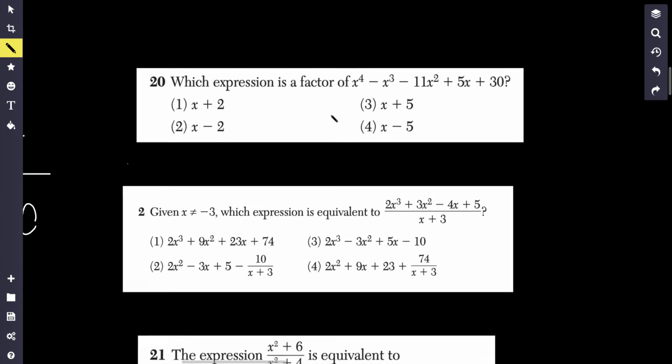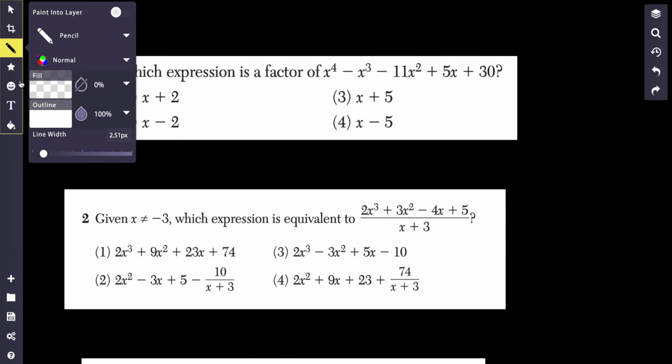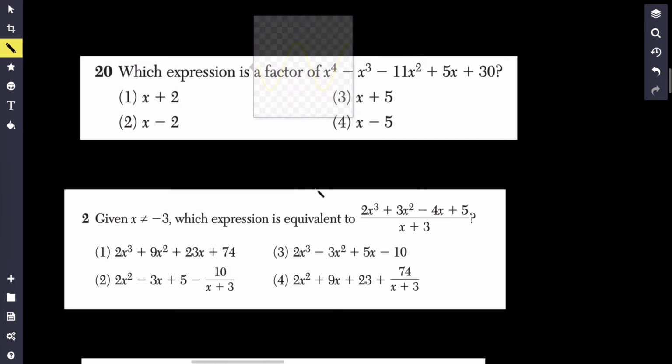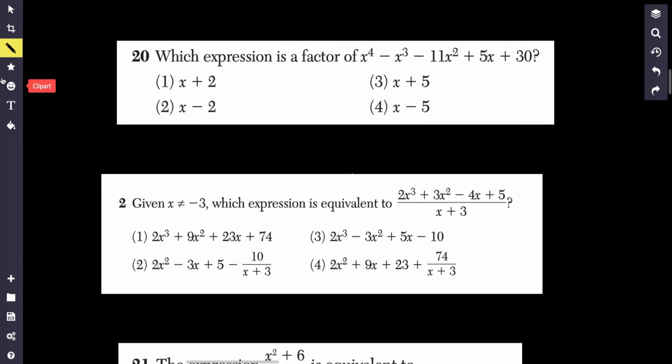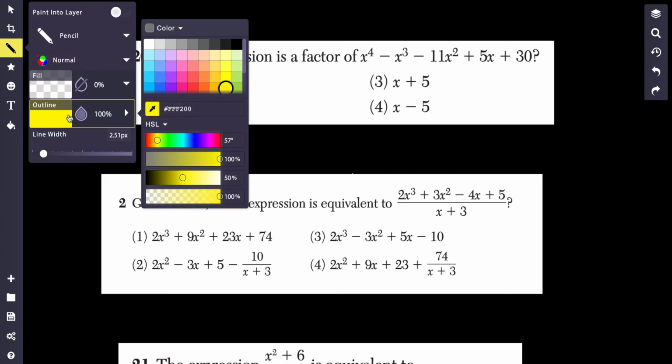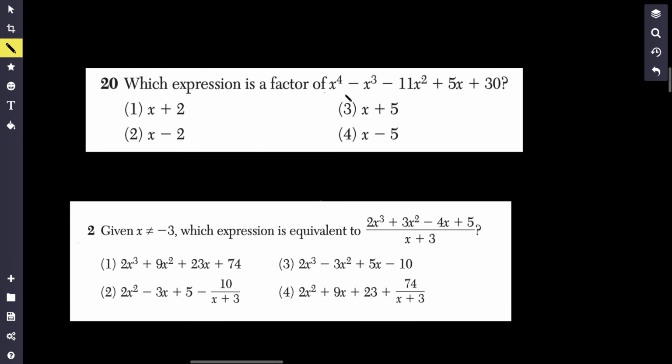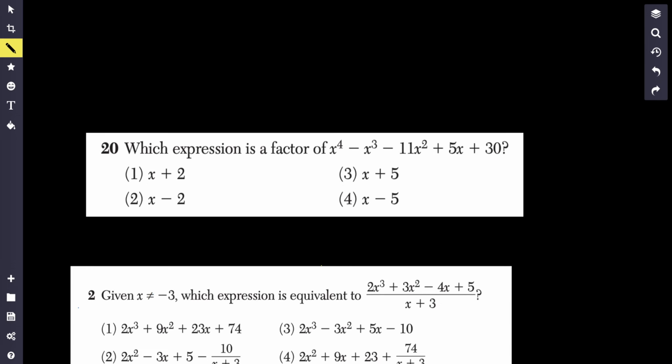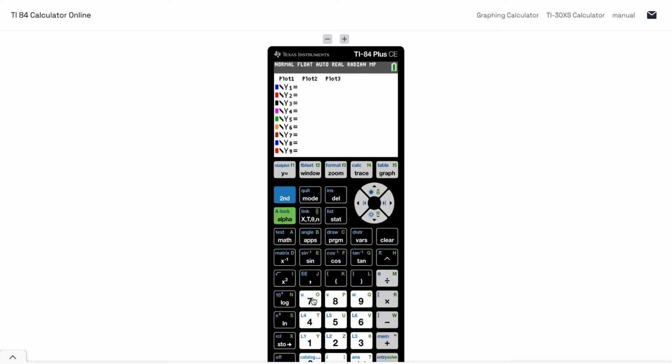And let's just do some problems with this. Which expression is a factor of this? Let me use blue. If I want to find out which of these is a factor, one method is to just graph it. So I'm going to have x to the fourth power minus x to the third power, minus 11x squared, plus 5x plus 30.